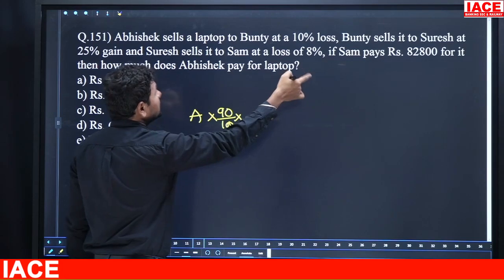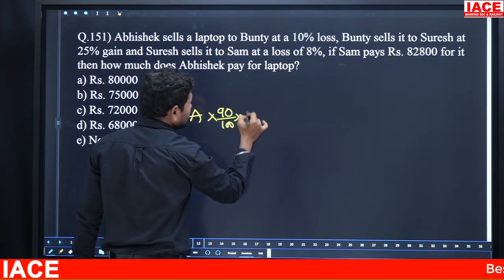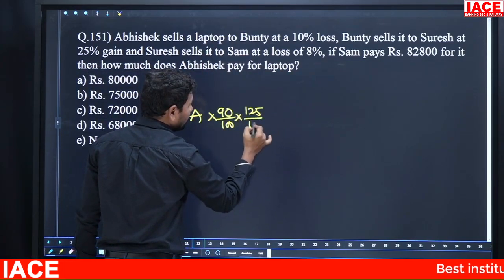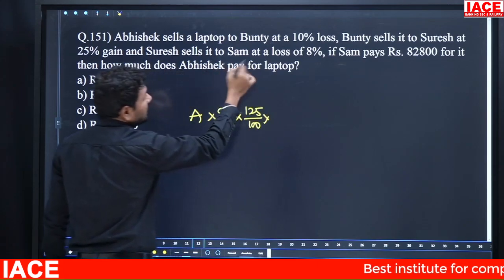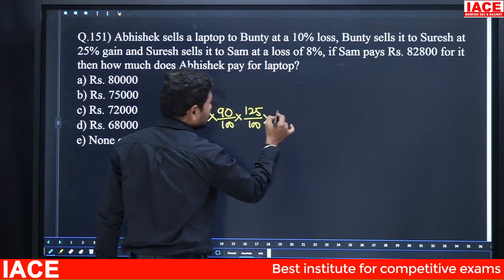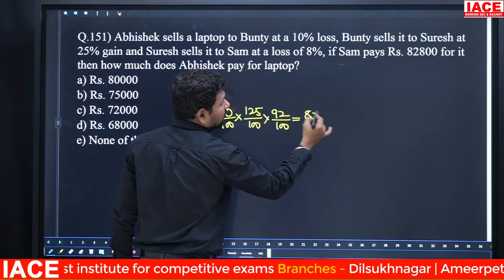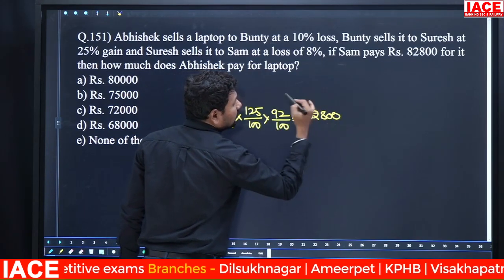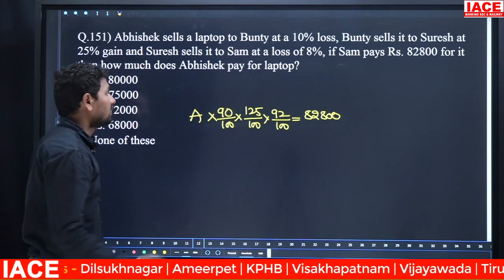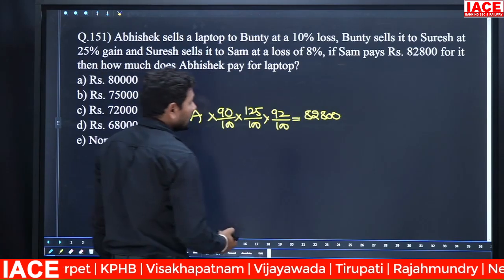And Bunty sells it to Suresh at a 25% gain, which means it is 5 by 4 or 125 by 100. And sells it to Sam at a loss of 8%, which means it is 92%. Then finally the product worth becomes 82,800. Cancel the measurement to get an answer here.